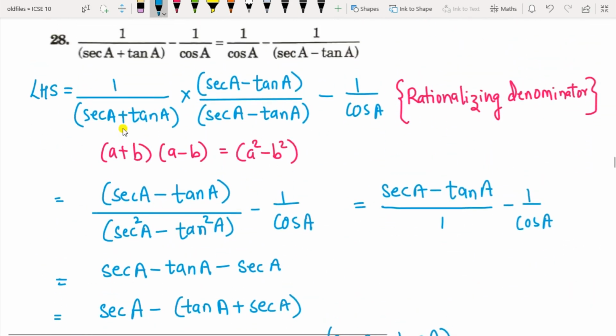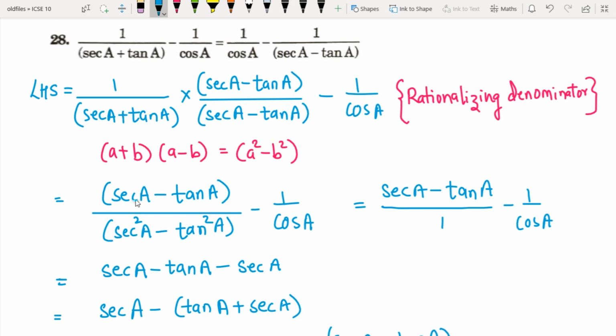Question number 28, 1 upon sec A plus tan A minus 1 upon cos A. Now this is the first term that you have to rationalize here. Rationalize means if it is plus here, multiply the numerator and denominator with the opposite sign. So it is plus, so I am multiplying with minus here, and minus 1 upon cos A. Now this has become your A plus B, A minus B pattern. It is A square minus B square.